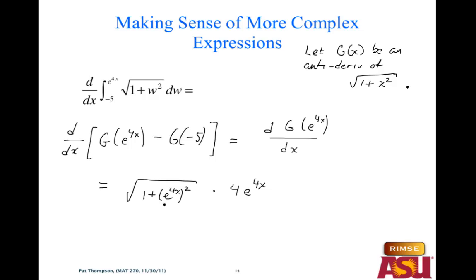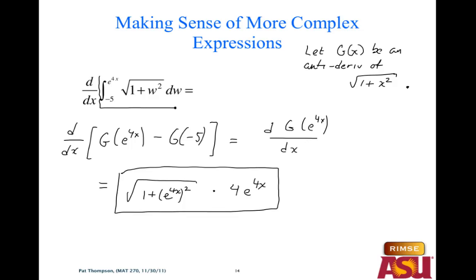Sorry. So the rate of change of G of e to the 4x is going to be the square root of 1 plus e to the 4x squared, and then times the derivative of the interior function, which is 4e to the 4x. So this is what that expression is equivalent to. This is an accumulation function, and the rate of change of that accumulation function is this. Question?